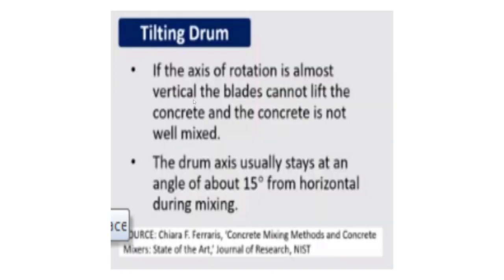If the axis of rotation is almost vertical, as in the case of the pan mixer, the blades cannot lift the concrete and the concrete is not well mixed. That is the issue with a vertical axis; being vertical, it is not possible to lift the concrete. The drum axis usually stays at an angle of about 15 degrees from horizontal during mixing. At this orientation, the mixing basically occurs.